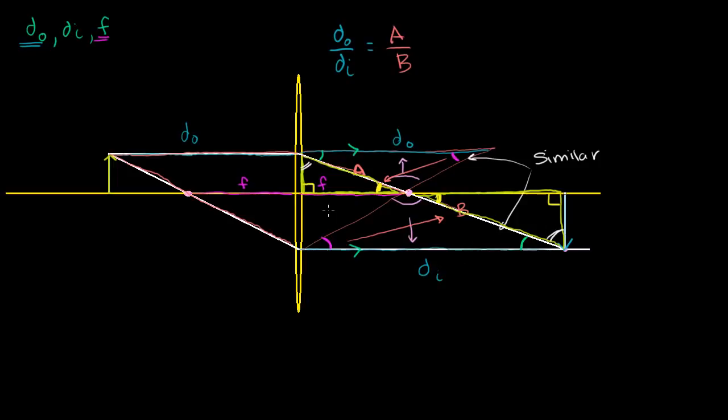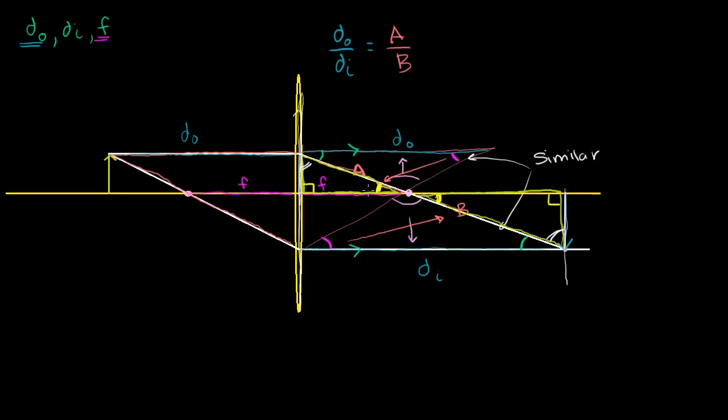Or another way you could have said it is, well, this line up over here, which is represented by the lens, or the line right along the lens, is parallel to the object right over there. And then you could make the same alternate interior argument there. But the other thing is just, look, I have two triangles. Two of the angles in those two triangles are the same, so the third angle has to be the same.